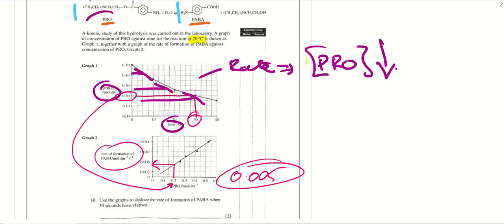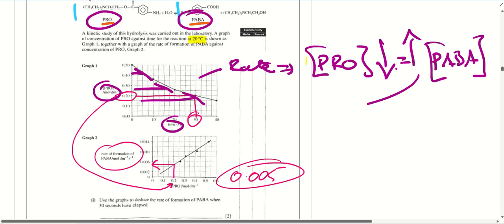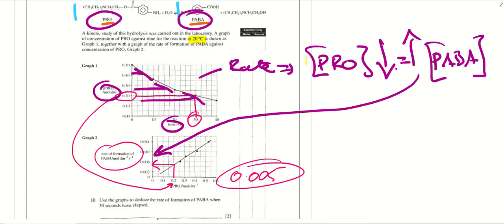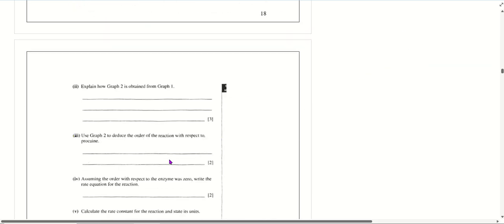Now, if I then make the connection between PRO and PABA, that they are 1-to-1, that means that the rate at which PRO is decreasing has to be equal to the rate at which the PABA concentration is increasing. So if I take my rate from graph 1, and that tells me the rate at which PRO is decreasing, that is essentially the same as the rate at which PABA is increasing. Okay? So that's how that was worked out. You basically took tangents, you plotted the rates against concentration, and that gave you your second graph.